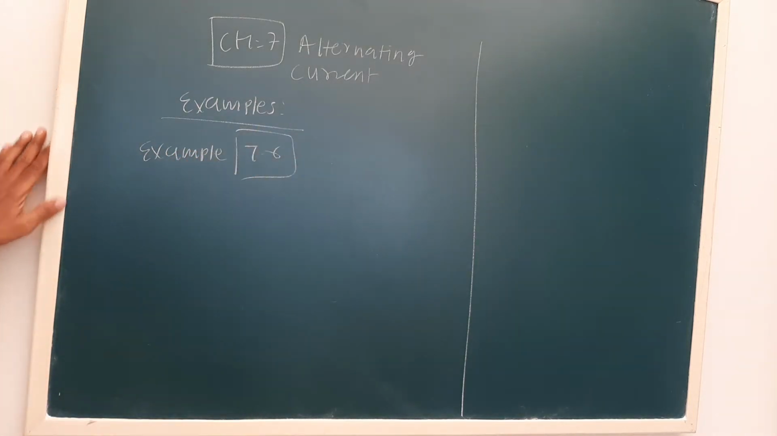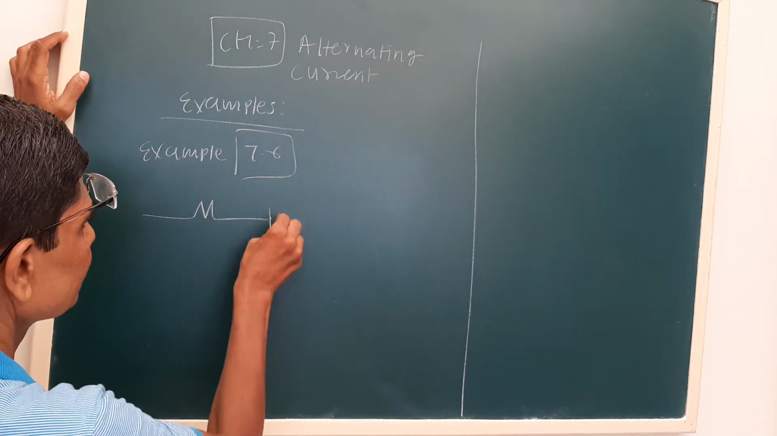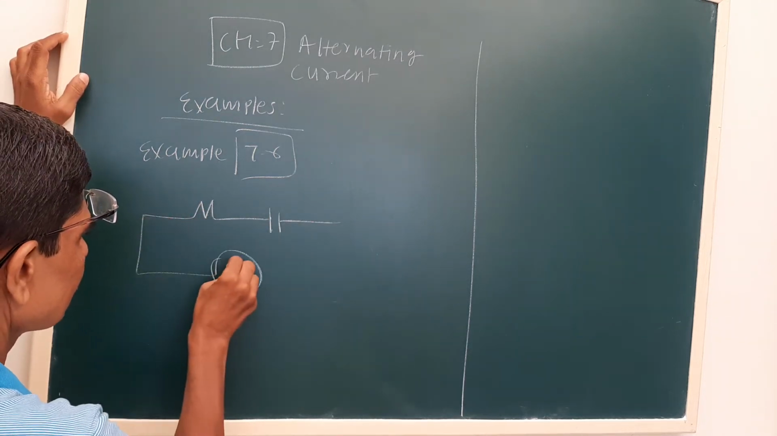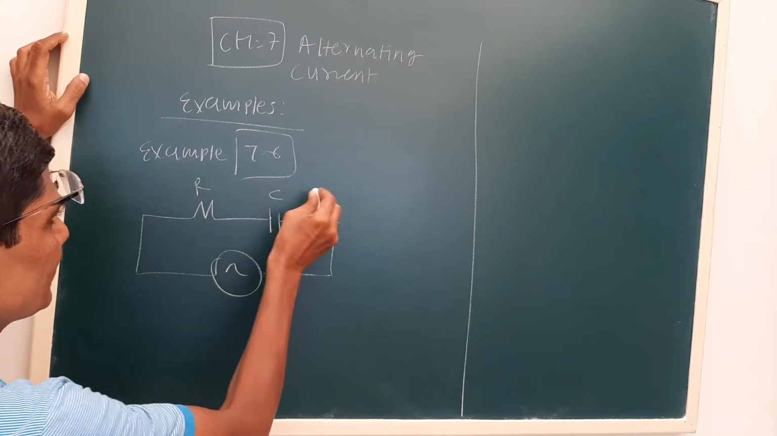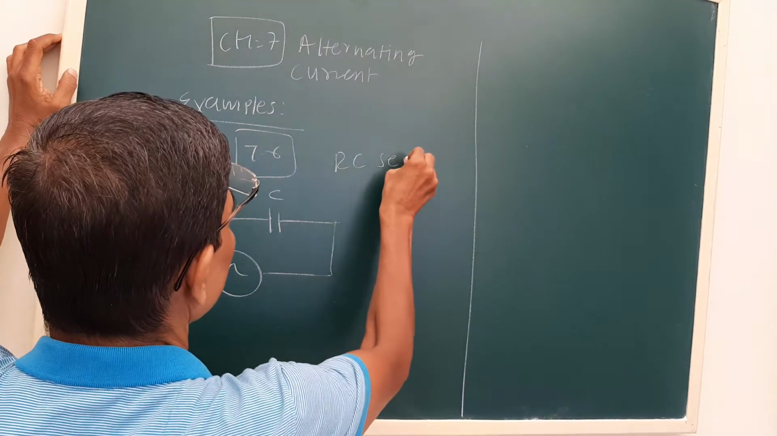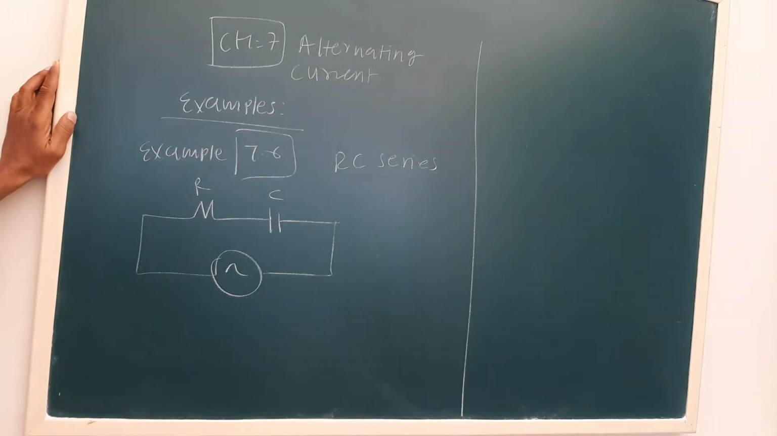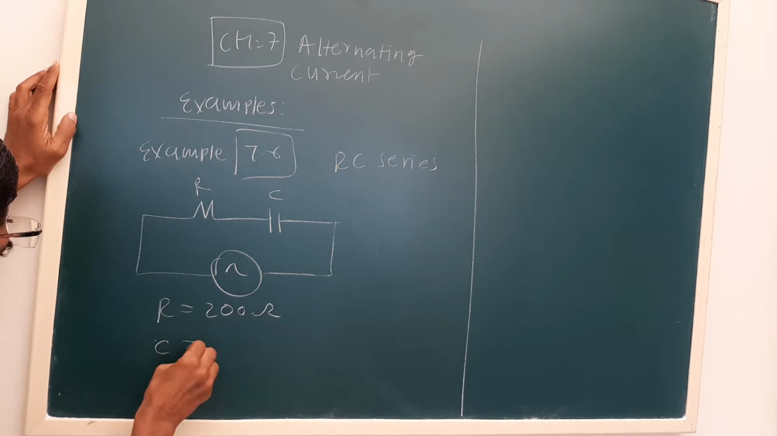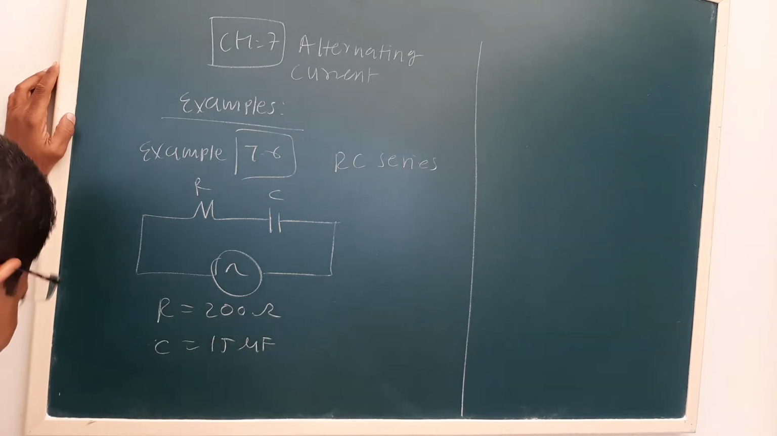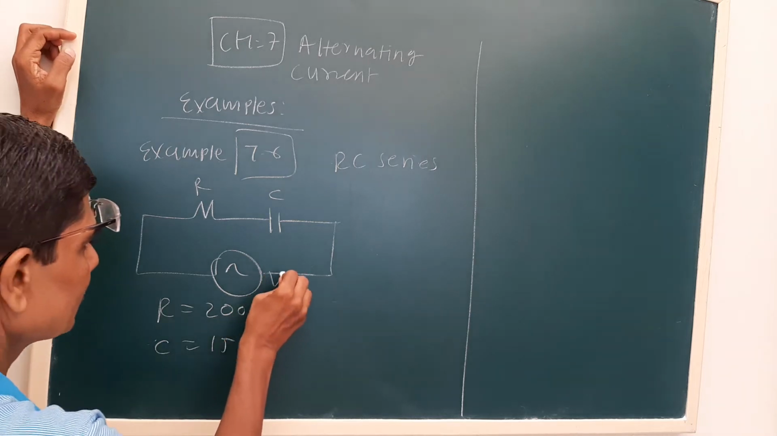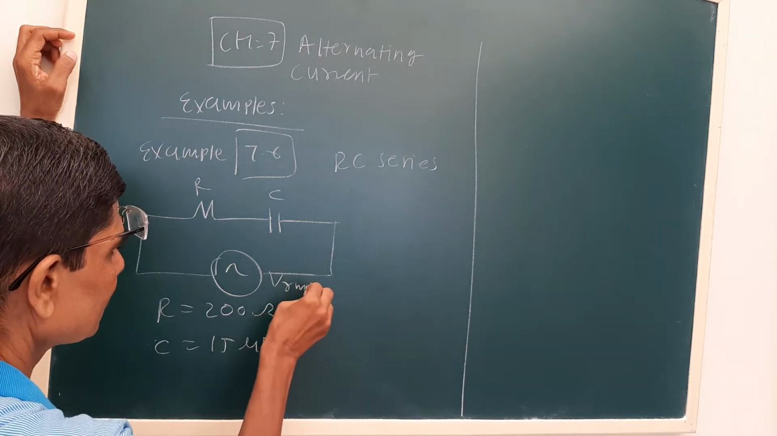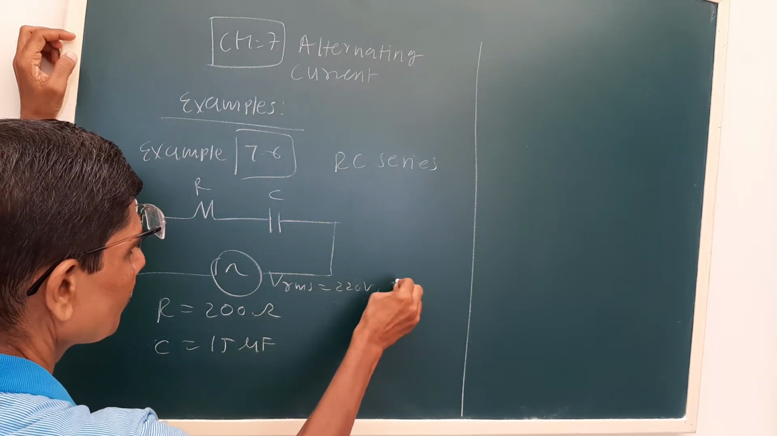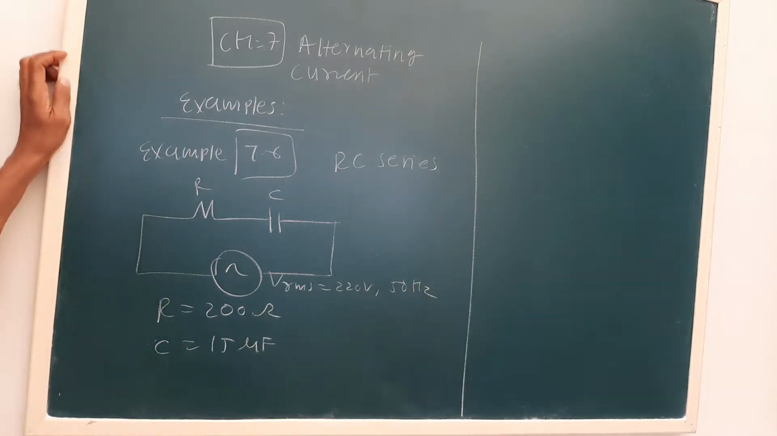Now see, the circuit consists of a resistor and a capacitor, that is an RC circuit. It is a combination of R and C in series. The resistor value is 200 ohm, the capacitance is 15 microfarad, connected with a 220 volt VRMS, and the supply frequency is 50 Hz.